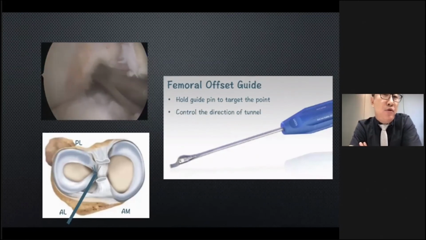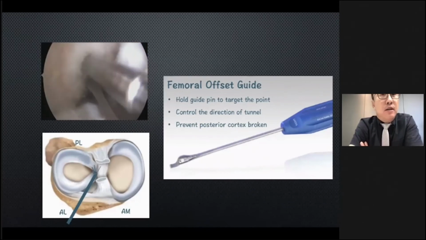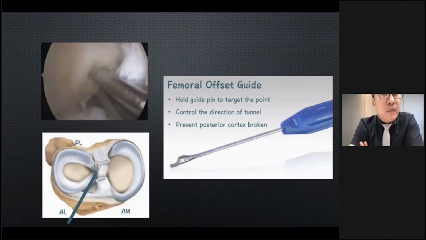Sometimes we have to change the tunnel because of the length. And of course, it can prevent the posterior cortex from breaking. So it's a very helpful instrument.